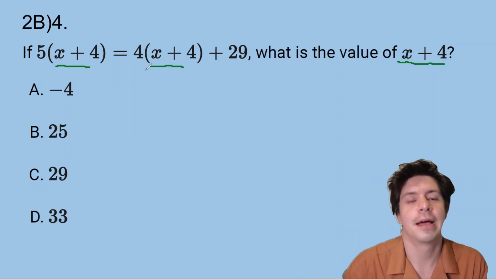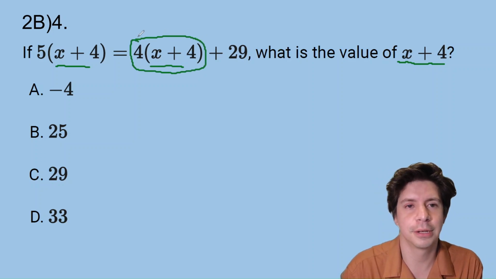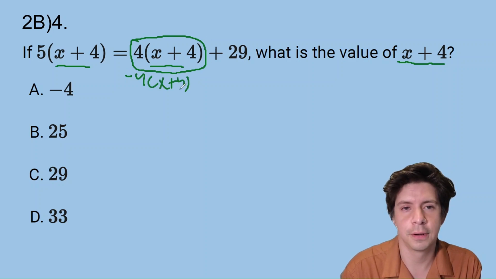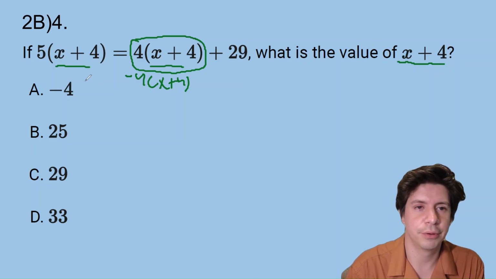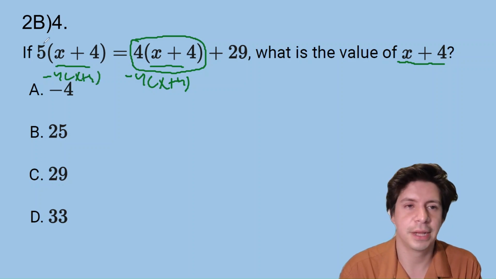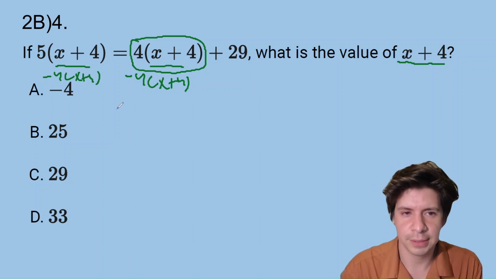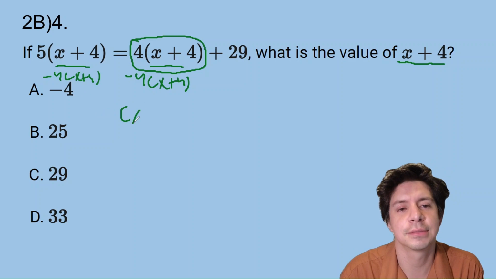But what I'm going to do is move this whole unit, this 4x + 4 unit, over to the left by subtracting 4x + 4, or 4(x + 4). And I'm going to subtract that on both sides. So now this side's also going to get subtracted 4x + 4. We can treat that whole unit as something like 4y. So imagine this was 5y and we're doing minus 4y. We get 1y, but instead of y, we have x + 4.